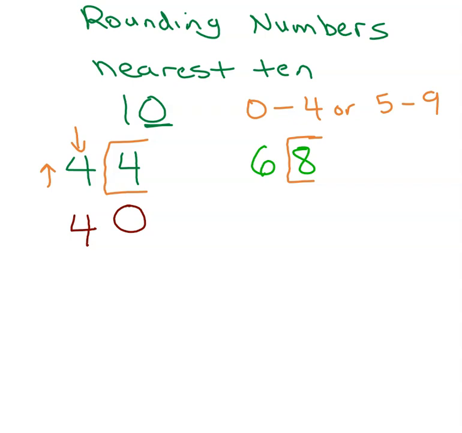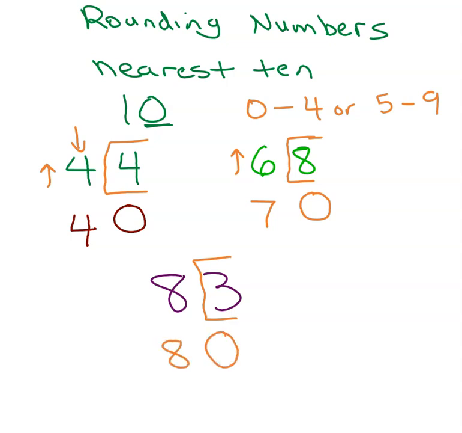Let's do another example. What if we had something like 83? We're going to start off by putting our box around 3. We can see here that this is from 0 to 4. It's not up to 5. So that means we're going to have a 0 here, and then we're going to leave this as an 8, because the number on the right side, the last number, is not 5 or more. We're going to leave this 8 unchanged, which means that we're going to round down instead of rounding up.